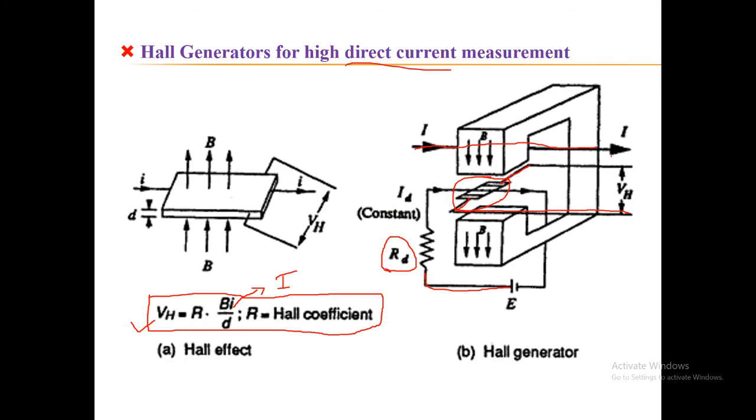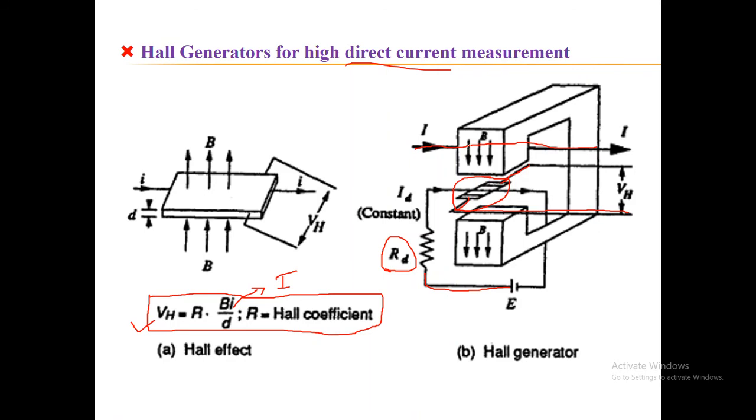The advantage we obtain is that it is a non-contact type. It does not need any physical connection with the current carrying conductor, which carries a huge amount of current. We just need to wrap this magnetic circuit around the current carrying conductor to enable the interaction between the two magnetic fields, which produces the Lorentz force. And because of this Lorentz force, the displacement of the charge takes place, and it produces the voltage.